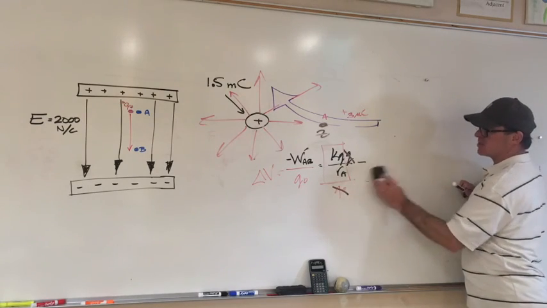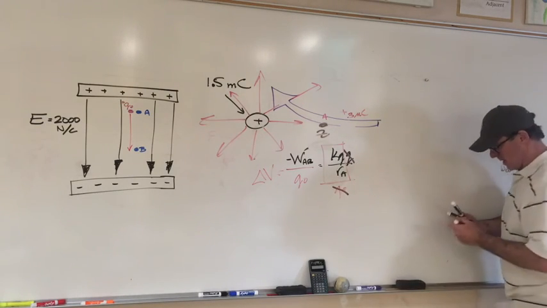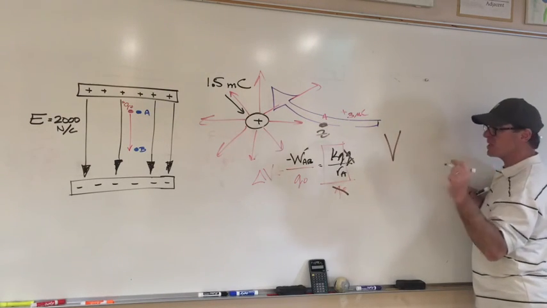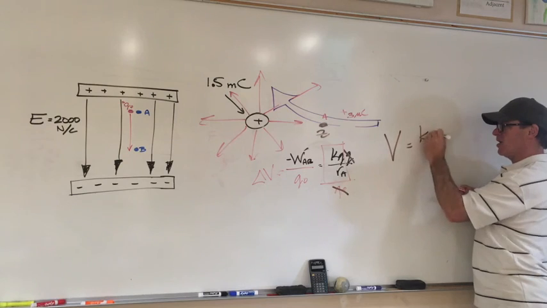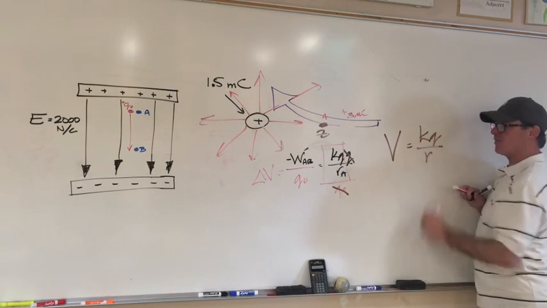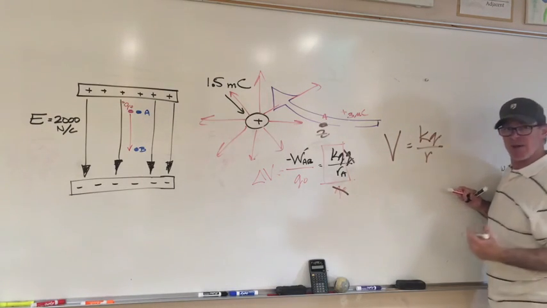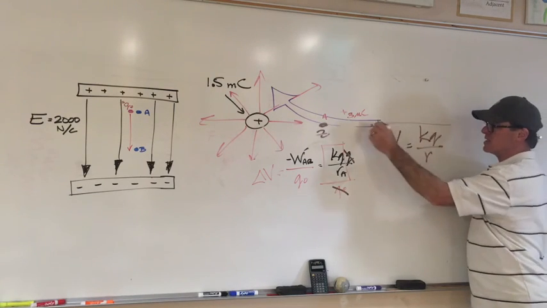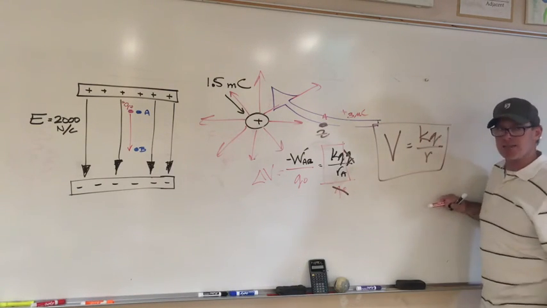So as much as this wasn't the prettiest thing, I hope I got you to this point, which is the potential due to a single point charge is KQ over R, where R is the distance away from that point charge, Q is the point charge, and K, of course, is the electrostatic constant, 9 times 10 to the 9.